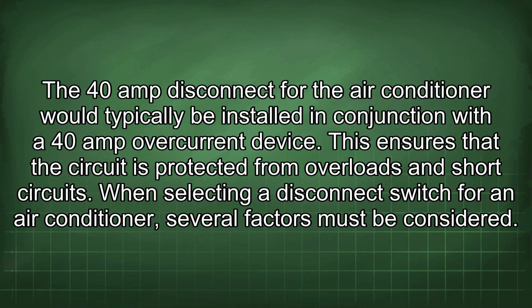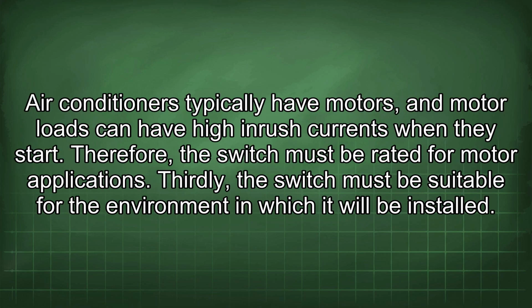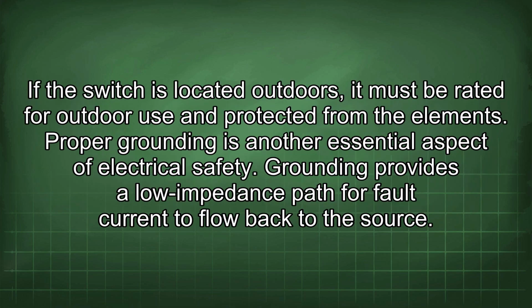When selecting a disconnect switch for an air conditioner, several factors must be considered. Firstly, the voltage and amperage rating of the switch must be suitable for the circuit. In this case, a 40 amp switch would be appropriate for a 40 amp circuit. Secondly, the switch must be rated for the type of equipment being disconnected. Air conditioners typically have motors, and motor loads can have high inrush currents when they start. Therefore, the switch must be rated for motor applications. Thirdly, the switch must be suitable for the environment in which it will be installed. If the switch is located outdoors, it must be rated for outdoor use and protected from the elements.